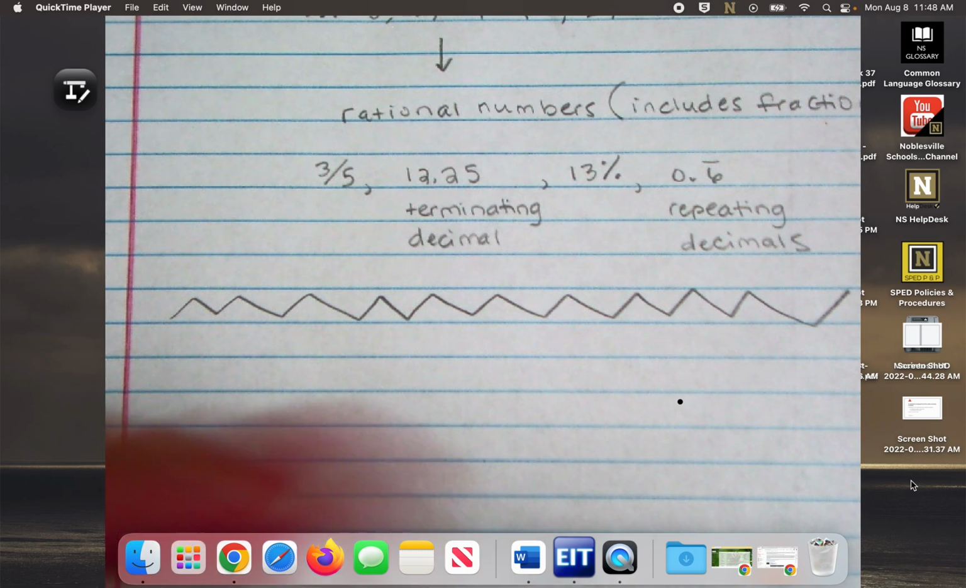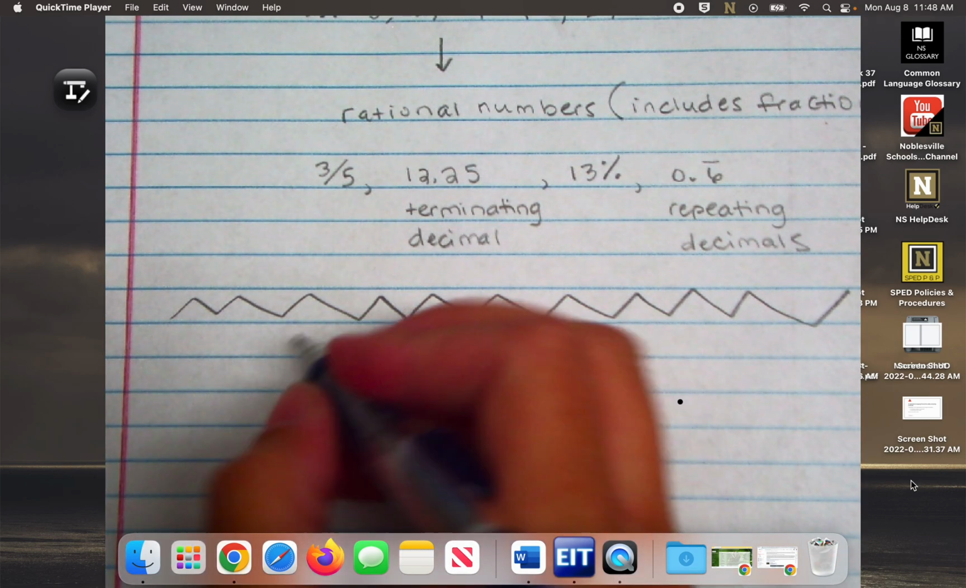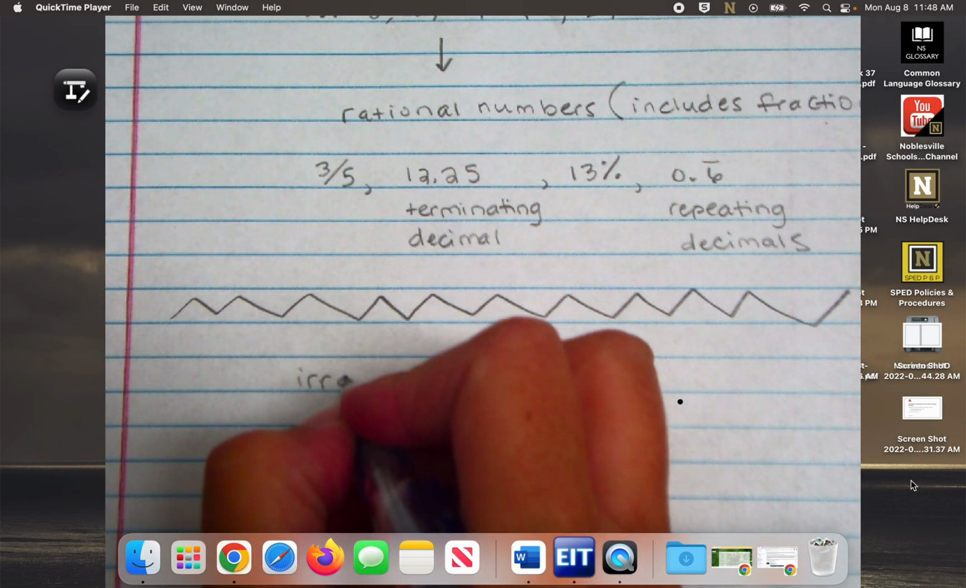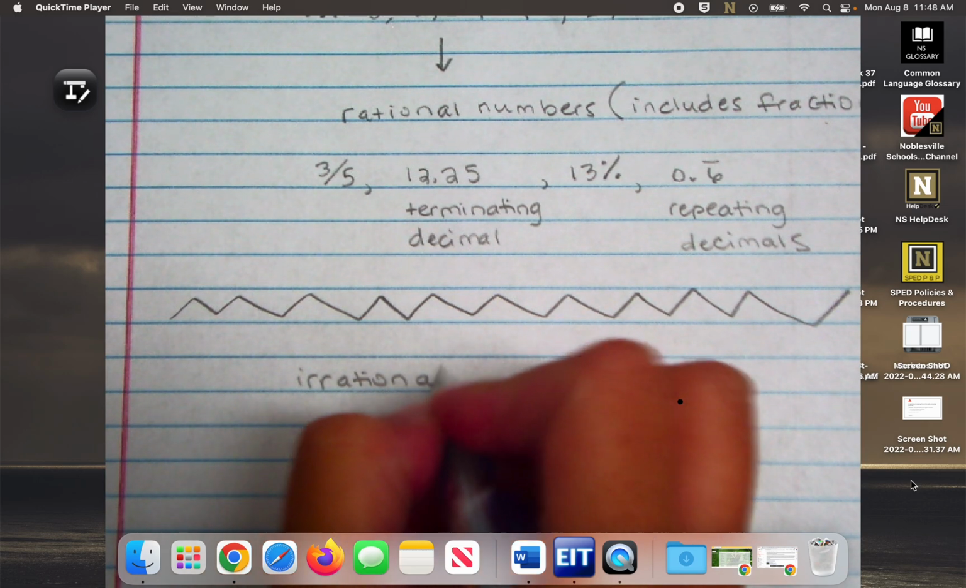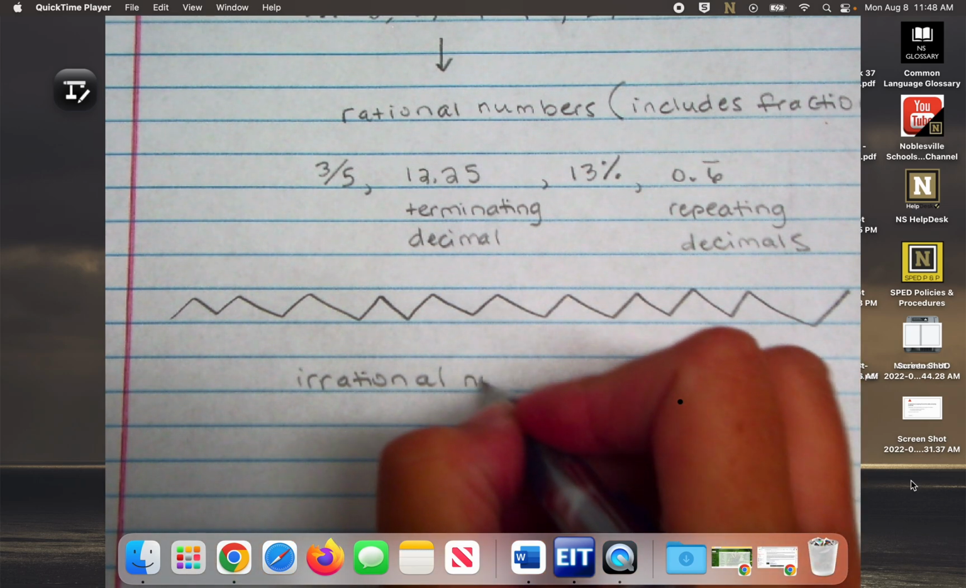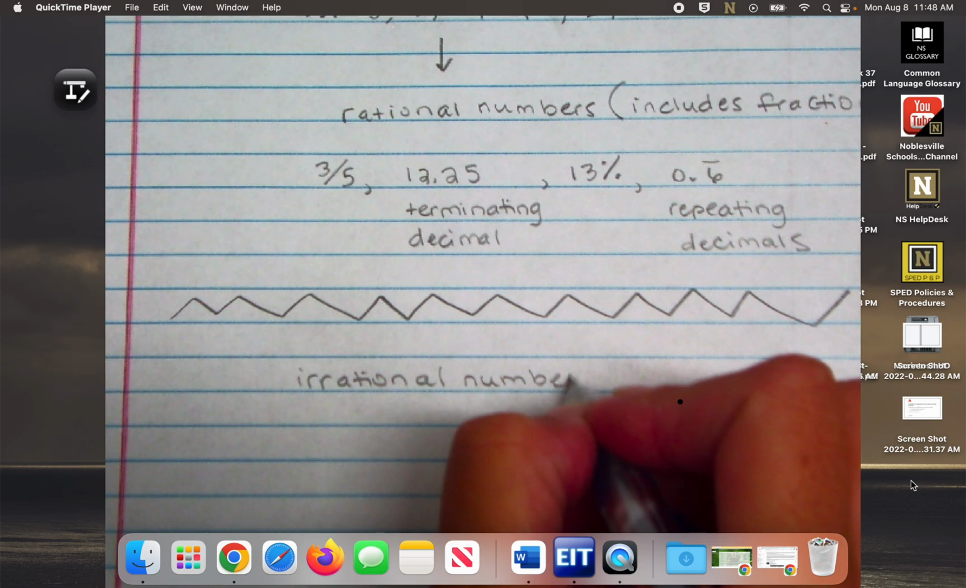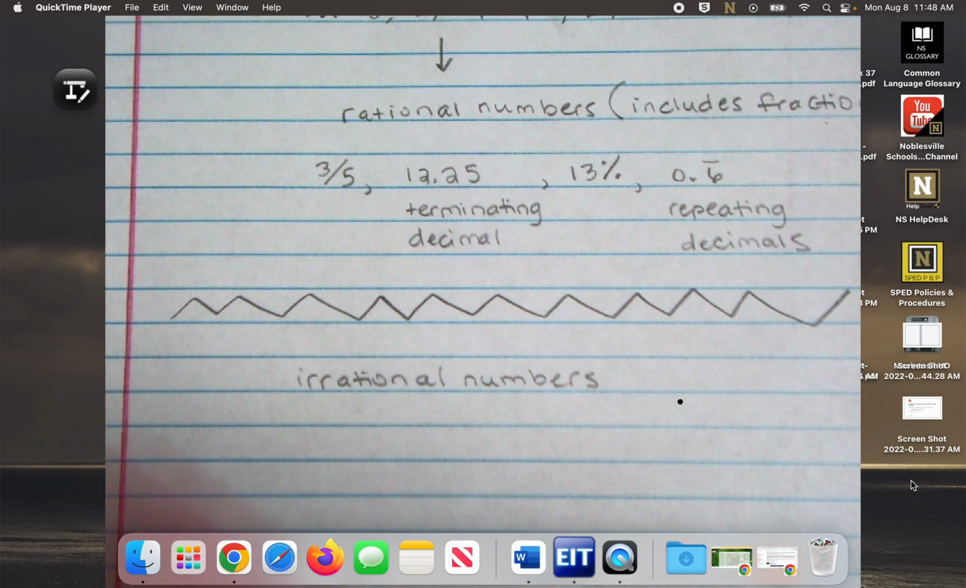Okay, so this last set of numbers is called irrational numbers. And irrational numbers are very similar to irrational humans. If somebody says, wow, they're being so irrational, what are they saying about that person? They're being crazy. Maybe a little crazy, maybe a little unpredictable. Devious.